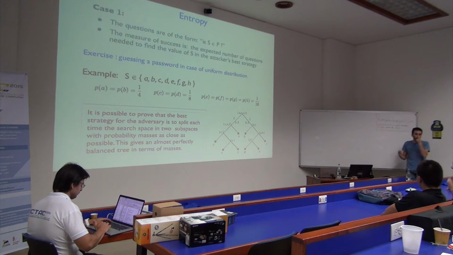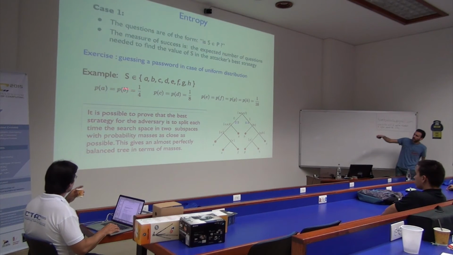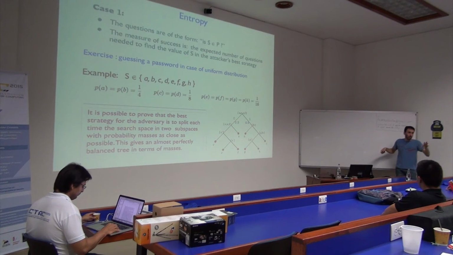When you say an event in a class, what do you mean by class? The events that have the same probability? Yes, sorry. By class, I mean the first two here, they both have probability 1/4. Yes, class. Sorry.